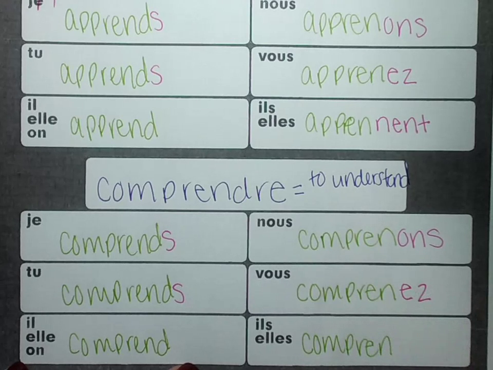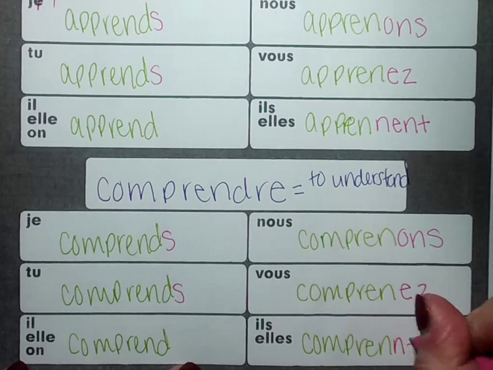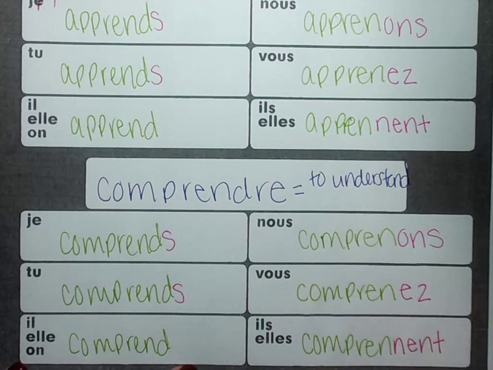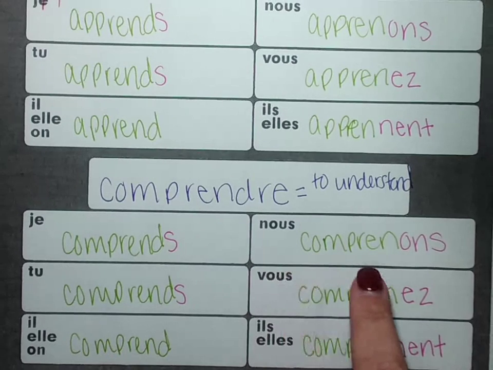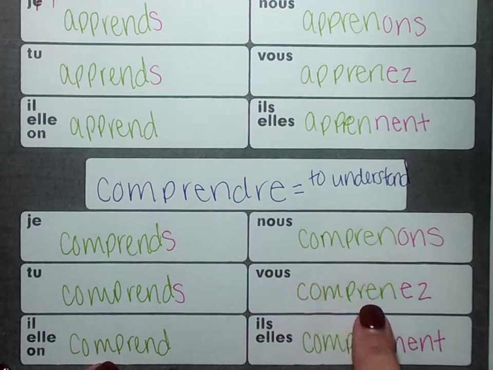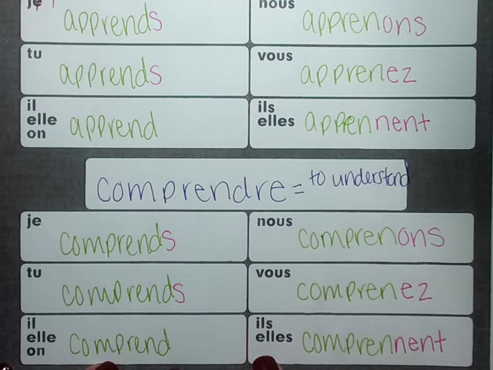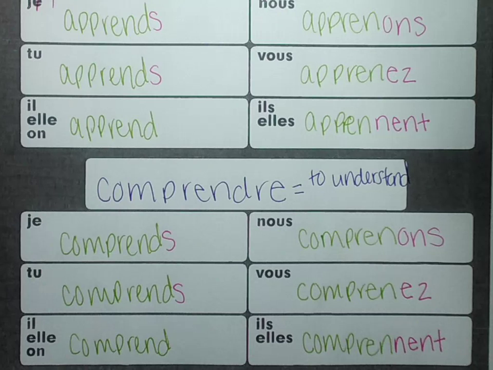Remember to double that last letter, so double the N and then add ENT. All right, so we have je comprends, tu comprends, il, elle, on comprend, nous comprenons, vous comprenez, ils, elles comprennent. All right, so that's it for verbs that conjugate like the verb prendre.